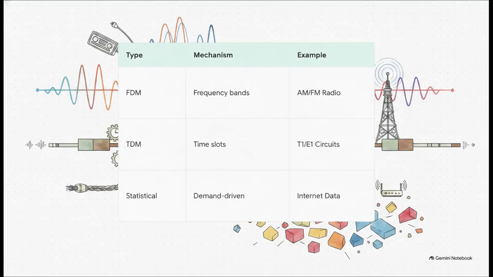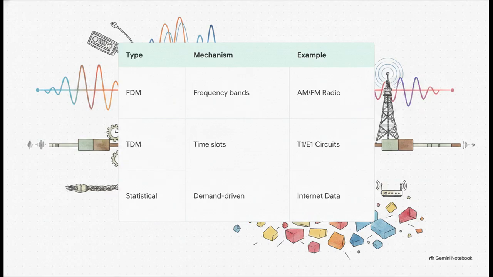Now, a totally crucial concept for all of this to work is multiplexing. It's how we share a single transmission medium among many simultaneous users. We have frequency division, which gives unique frequency bands to each channel. Just think of AM and FM radio stations sharing the airwaves without talking over each other.